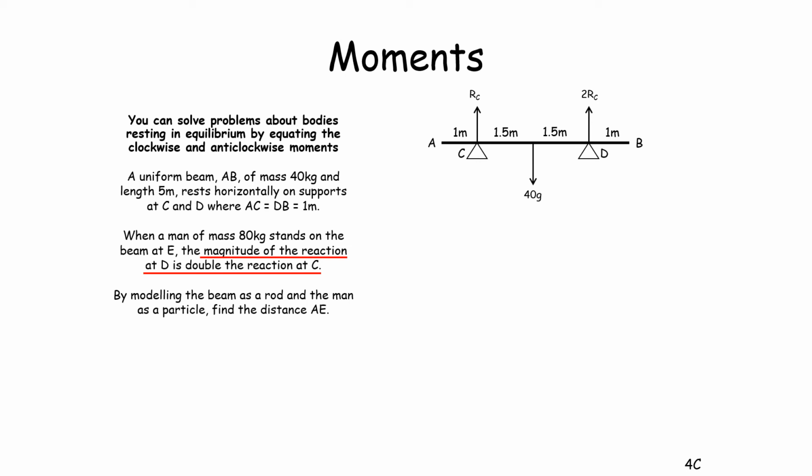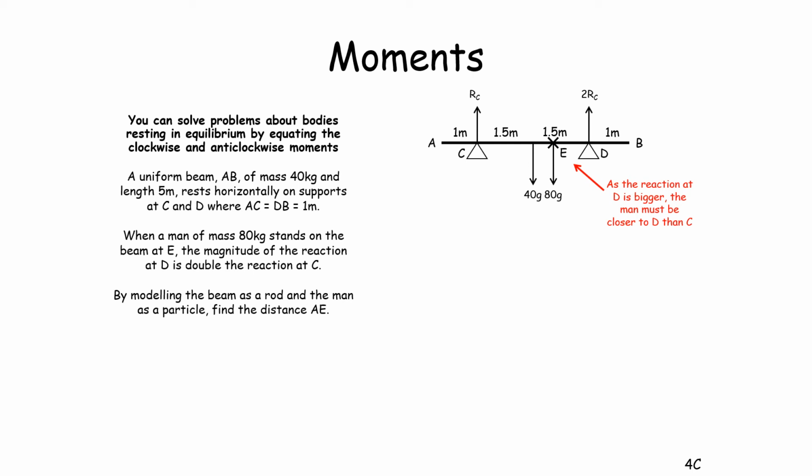This is RD is twice RC. So all I have to do now is, well, firstly, I've still got the man, his weight. So if I put ATG here, and I'm putting this more closer to D than C. I'm putting the man more closer to D. Now, why do you think that is?